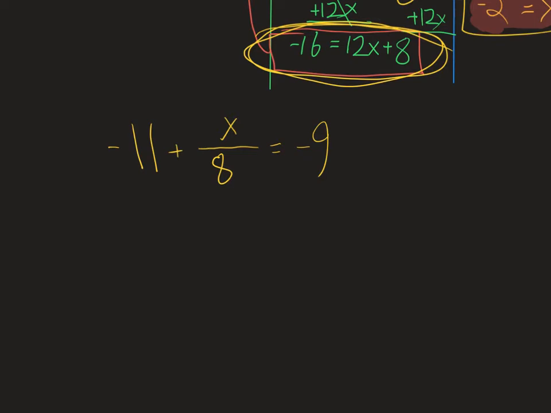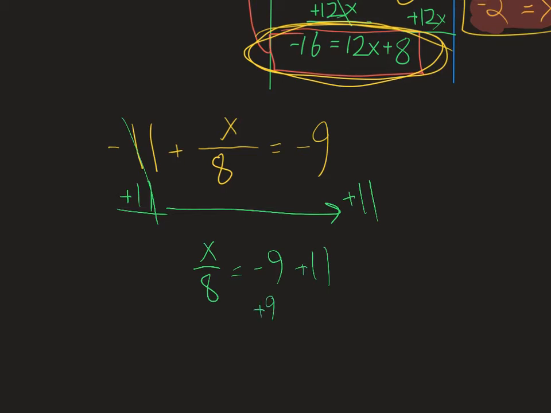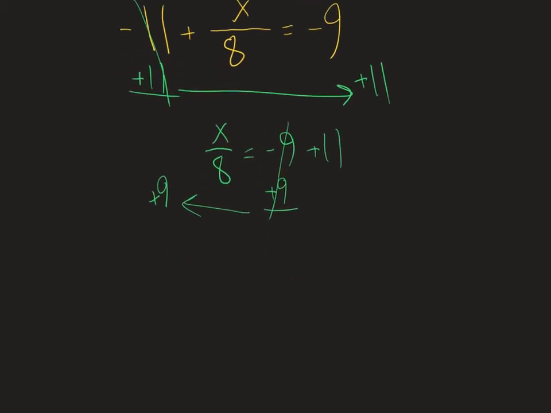Let's apply this idea and look at it with division, something dividing the x. It's still going to be the exact same thing here. If I wanted to move that -11 over, it becomes +11 to the other side. So I now have +11 on the right. If I wanted to move the 9 over, and it cancels, it would become a +9 on the right-hand side.